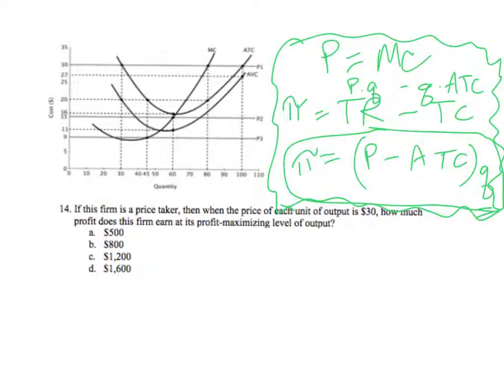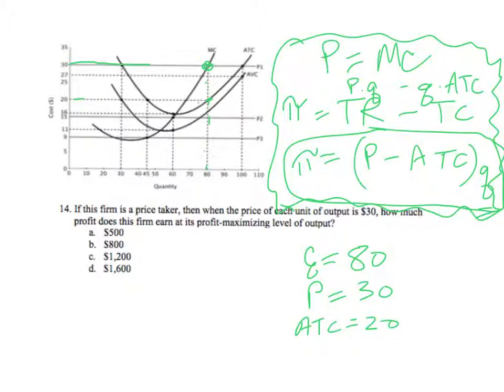All right, so price is $30. All right, looks like price and marginal cost are equal at a quantity of output of 80. So Q equals 80. And then we know price is equal to 30. That was given. And so our task is to figure out what average total cost is at this level of output. And here we see that it's 20.